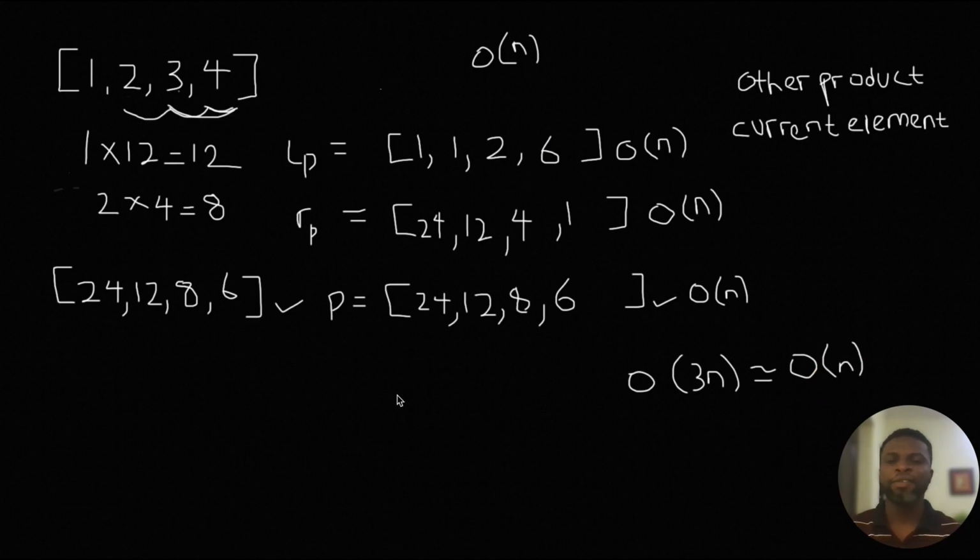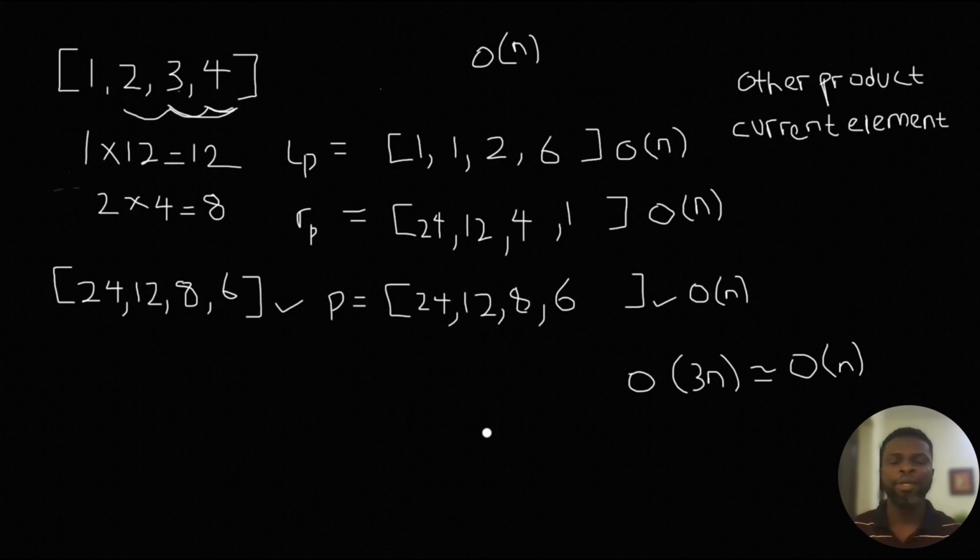The space complexity of this algorithm is big O of n. Why is it big O of n? For the left product array, it will require big O of n space. And this is because if you have an input array of n elements, you would require a left product array of n elements also. The same thing applies to the right product array. It will require an array of big O of n space. For the product array, an array of big O of n space is also required. So big O of n plus big O of n plus big O of n gives big O of 3n. And just like I explained earlier, this approximates to big O of n.